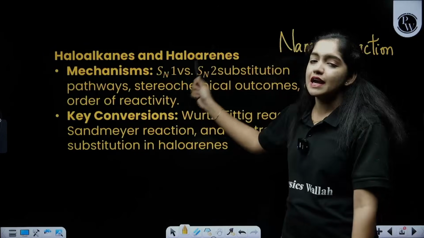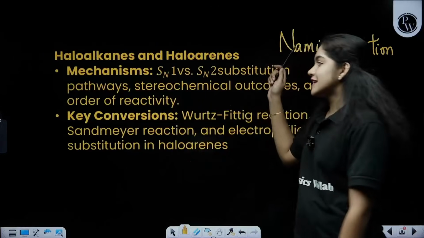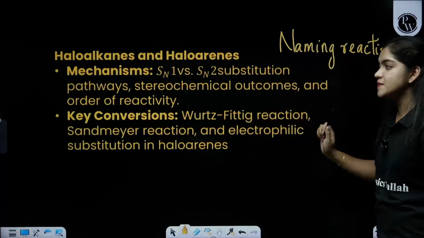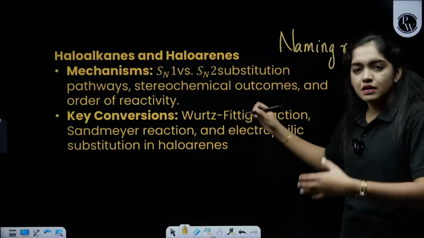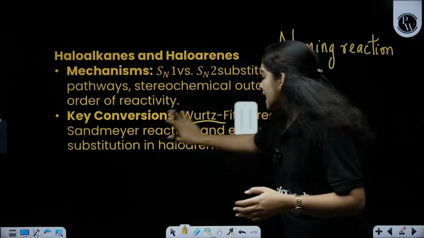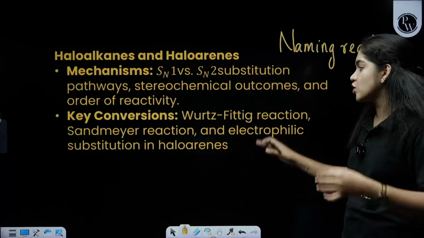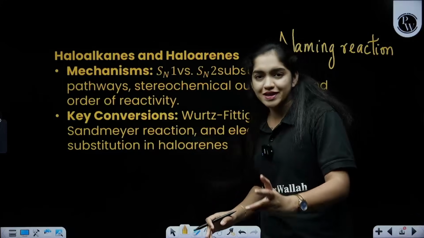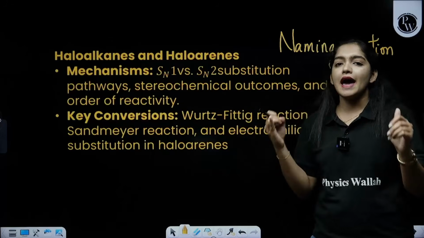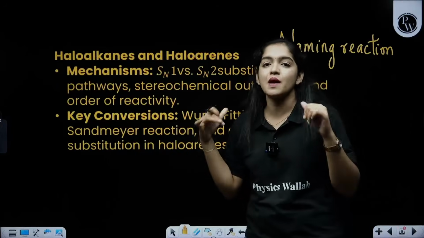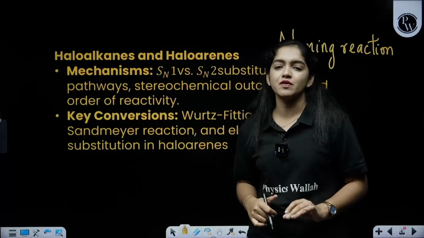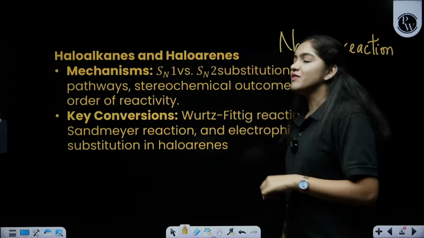So mainly we are starting with SN1 and SN2 reactions, that is substitution nucleophilic unimolecular and bimolecular reactions, and their outcomes and the order of reactivity. And as I told you, the naming reactions: Wurtz-Fittig is there, then Sandmeyer reaction, electrophilic substitution reaction, Fittig is there, Wurtz-Fittig is there, Wurtz reaction is there, Sandmeyer, then Finkelstein, Swarts, and Friedel-Crafts. This many naming reactions are coming in this chapter. So focus on those naming reactions. Sure questions will be coming from this naming reaction section. Okay, so we can go to the next organic chapter.